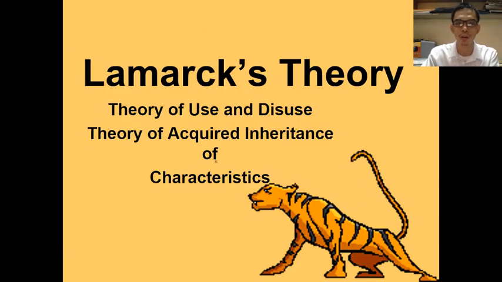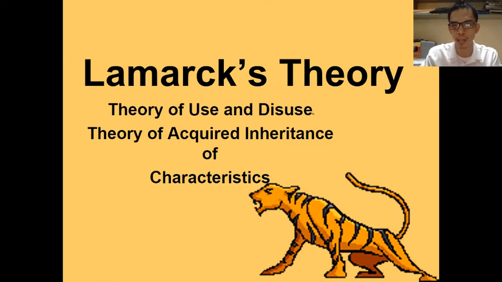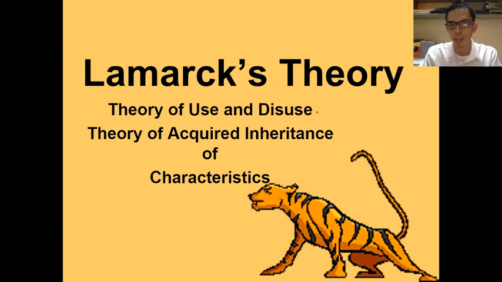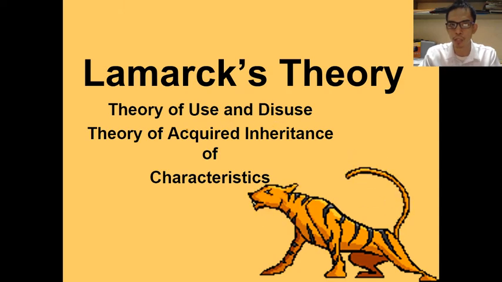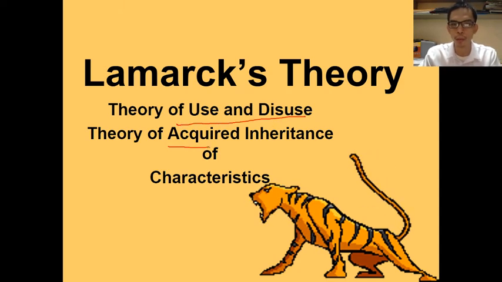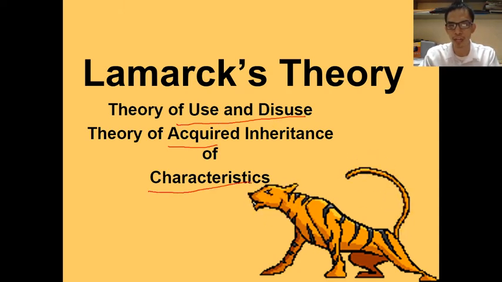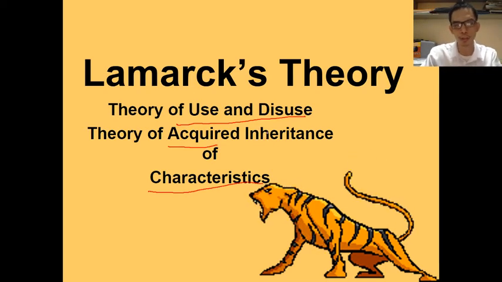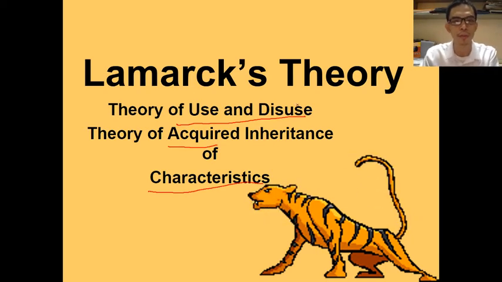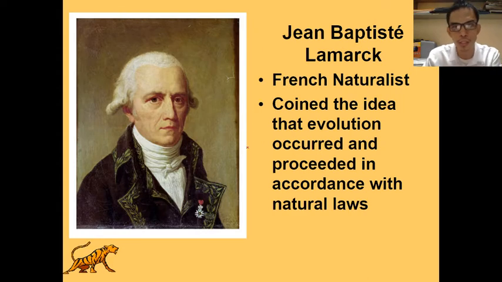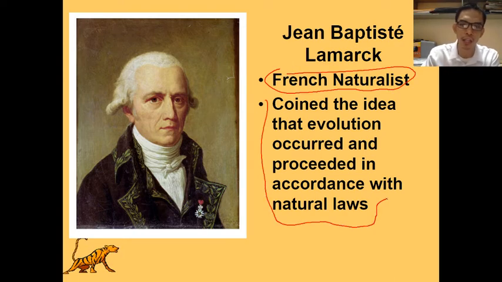So in this portion of the slide, we will discuss the theory of use and disuse, the theory of acquired inheritance of characteristics. So what are these theories and how are they related to evolution? Let's start with who is Jean-Baptiste Lamarck. He is a French naturalist and he's the one who first coined the idea regarding what evolution is all about. And he coined it in accordance with natural laws.